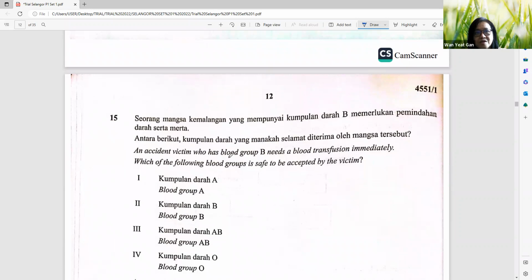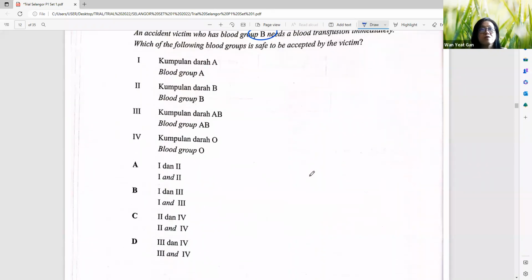An accident victim who has blood group B needs a blood transfusion immediately. Which of the following groups is safe to be accepted by the victim? Now, the person has blood group B. So blood group B can, of course, receive blood from his own blood group, and also O, because O is a universal donor. So the answer is C.